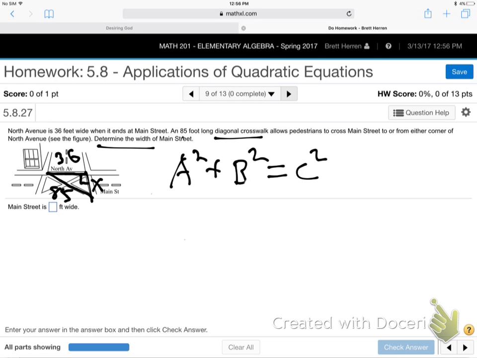That may or may not be the x. Which side is longest? 85. The 85. That's the diagonal, right? This is your c. And the a and the b, who cares? You can put them in any order you want. You with me? Right? So it doesn't matter whether you have the x first or second, but it matters that the c is the 85 on the right side. Everybody good with that? So solve that equation now.